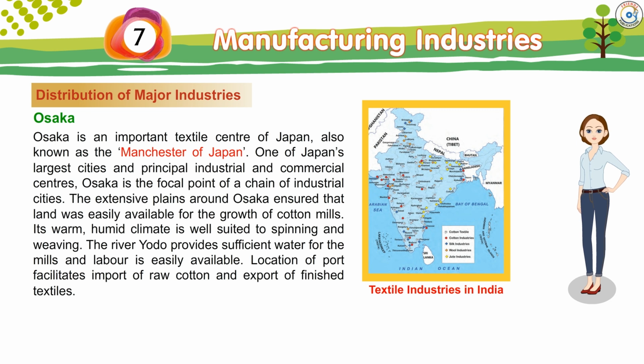The extensive plains around Osaka ensured that land was easily available for the growth of cotton mills. Its warm, humid climate is well suited to spinning and weaving. The river Yodo provides sufficient water for the mills and labor is easily available. The location of the port facilitates import of raw cotton and export of finished textiles.